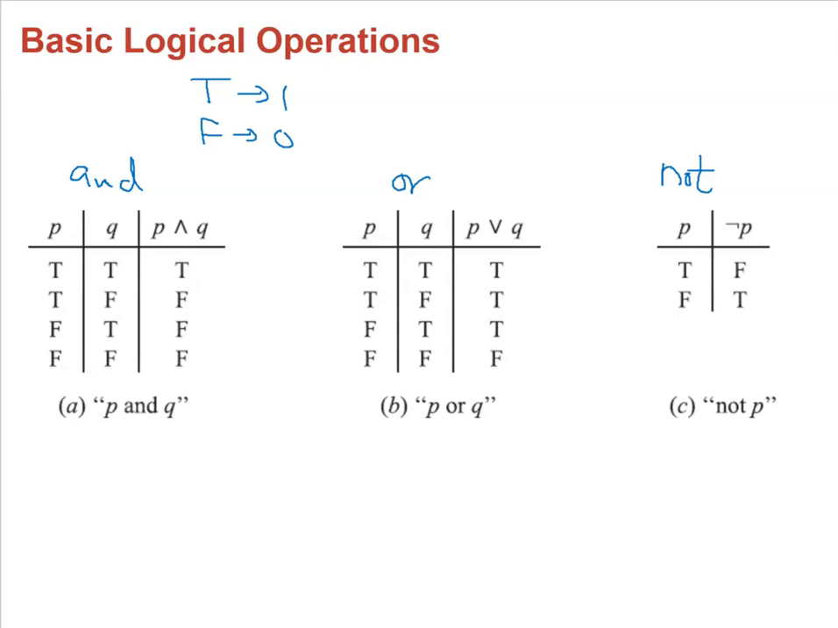The OR operator is more like a sum, but in Boolean logic, 1 plus 1 is 1. So true or true is true. True or false is true. False or true is true, and false or false is false. The NOT operator is simple: you just take the opposite. If it's true, NOT flips true to false and false to true.